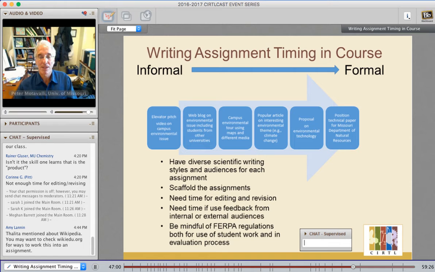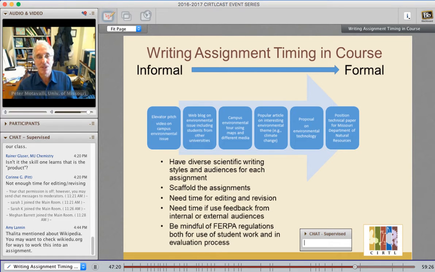And then we start doing things with different media. I have them develop a campus environmental tour. They use Google Maps for that. They make their own map, which has different media in it. Of course, they have to write for that. Then there's the popular article that I've already mentioned. Again, this is a little more formal.